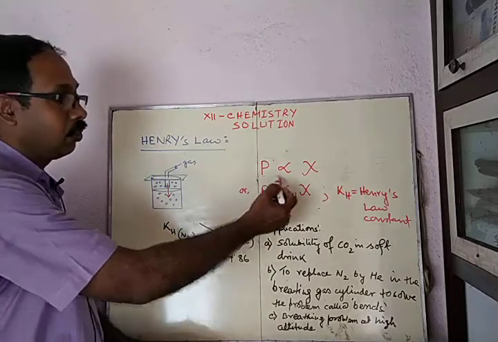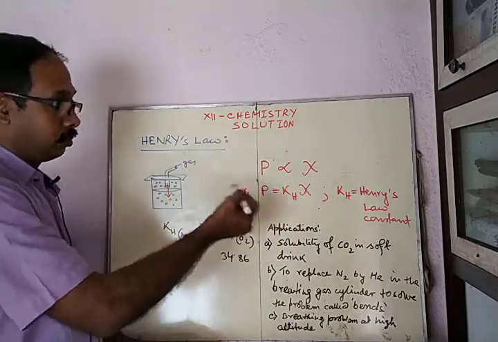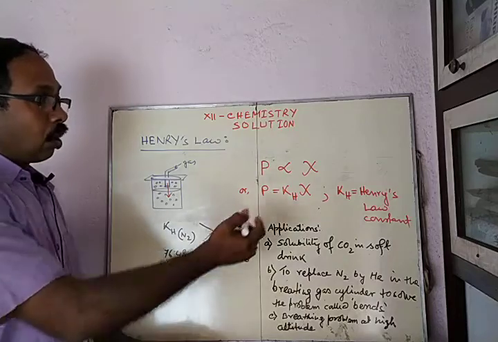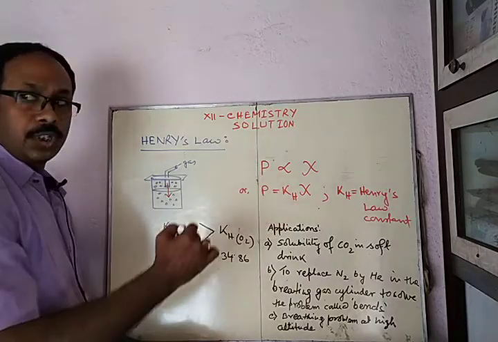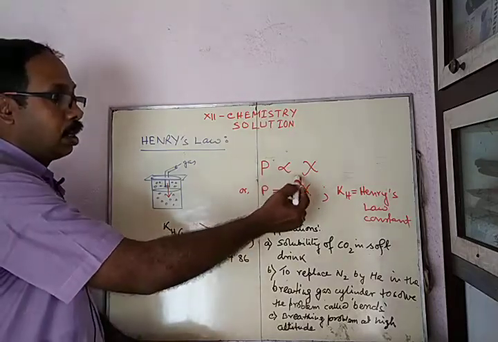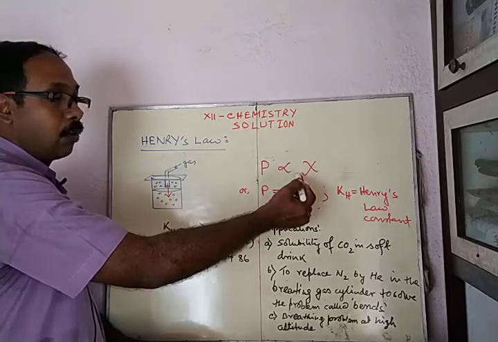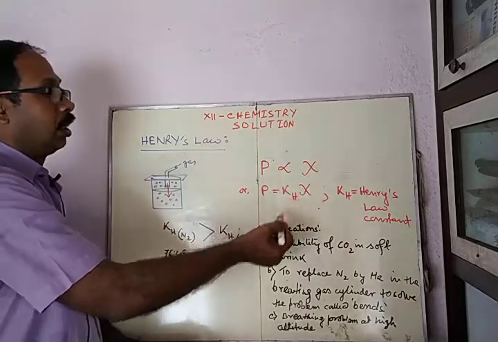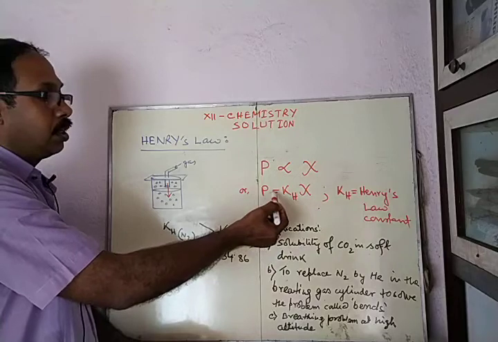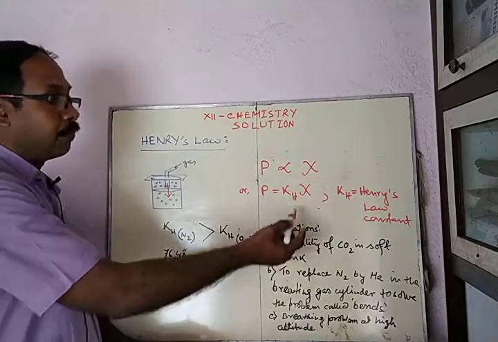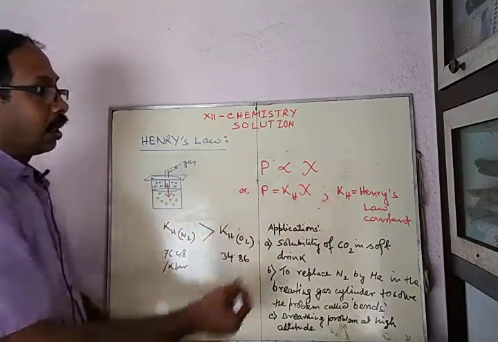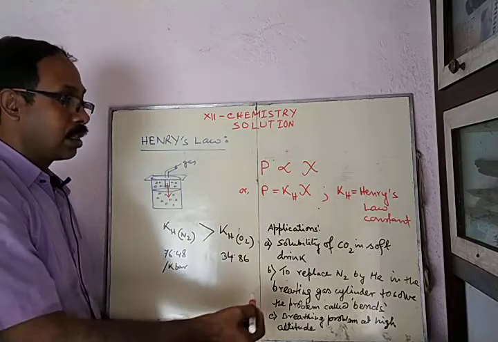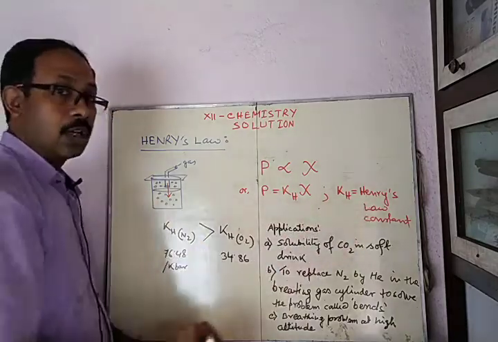So mathematically we write the law like: partial pressure is directly proportional to the mole fraction of the gas. Now here we equate P equals Kh into chi. Now this chi is the mole fraction of the gas and Kh is the Henry's law constant.